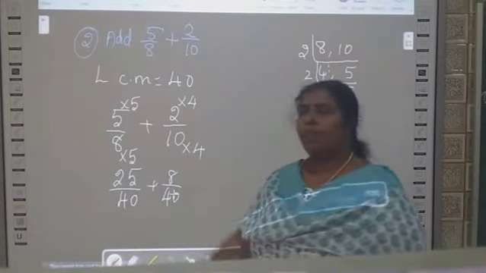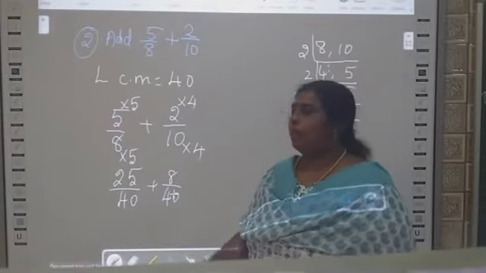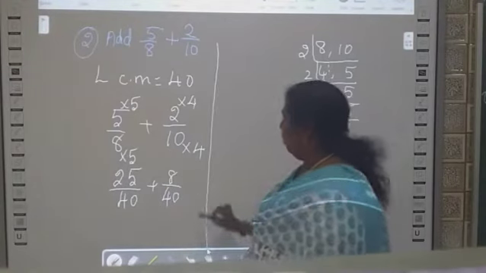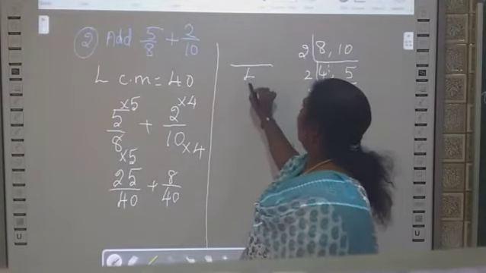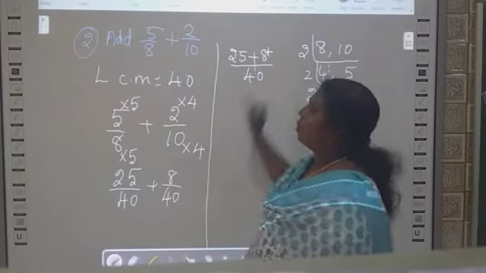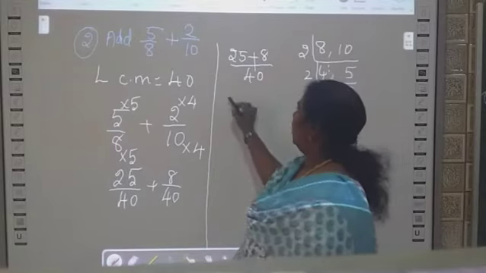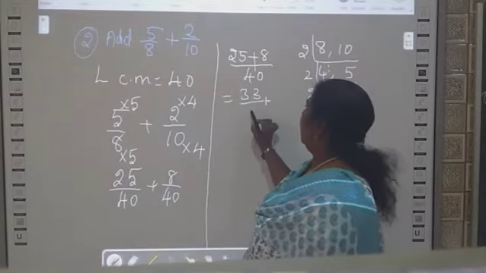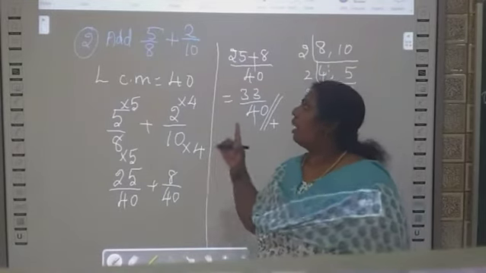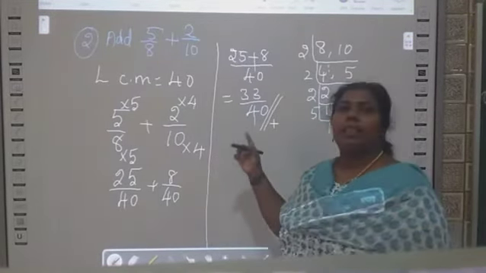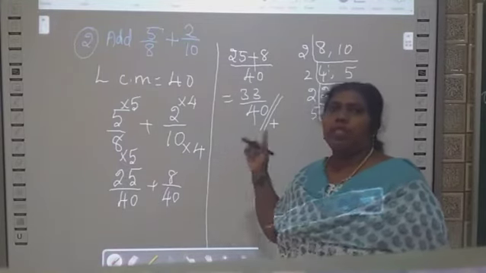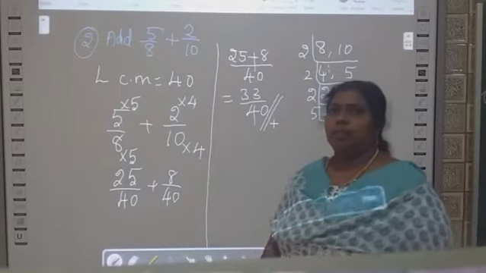Now you check these two denominators are equal, isn't it? Now we can add these two fractions. Like fractions. So here now 40 is the common number. Numerator value 25 plus 8. 25 plus 8 how much? 33, right? 33 divided by 40. If you add 5 by 8 plus 2 by 10, what will we get? We will get 33 divided by 40. Is this a proper or improper fraction? This is a proper fraction. Right?